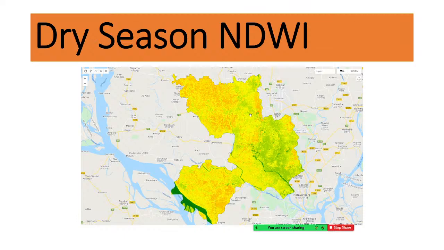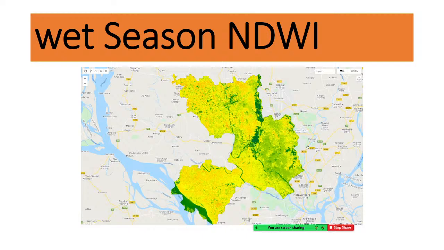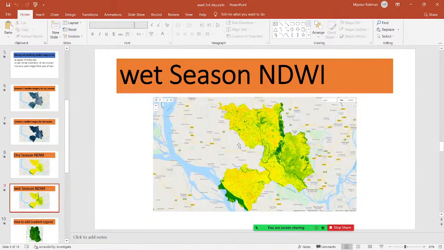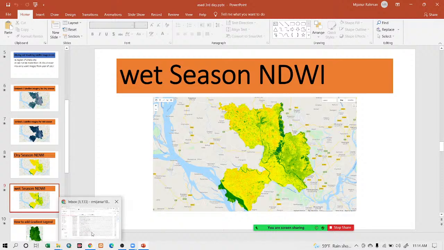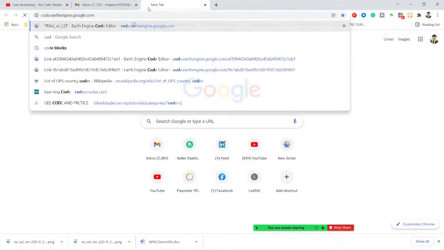This is the dry season, and we also do a similar thing for the wet season. So you can see this is the wet season, and we also calculated all of these things using the Google Earth Engine platform. So let's move to our code editor and try to show practically how you can do this. So I simply open my code editor and try to show you all of these things one by one.